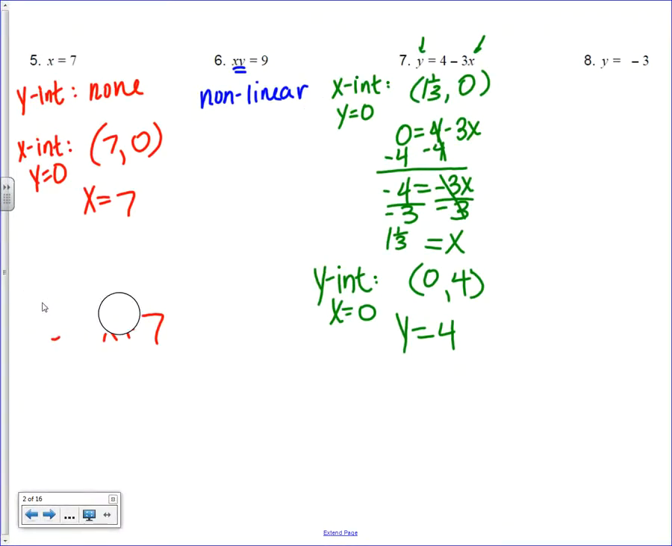Okay, guys, take a look at number 8. What do you notice about number 8? There's no x, is there? If there's no x, can it ever cross the x? If it can't cross the x, then there can't be an x-intercept. Period. There's no x in there.